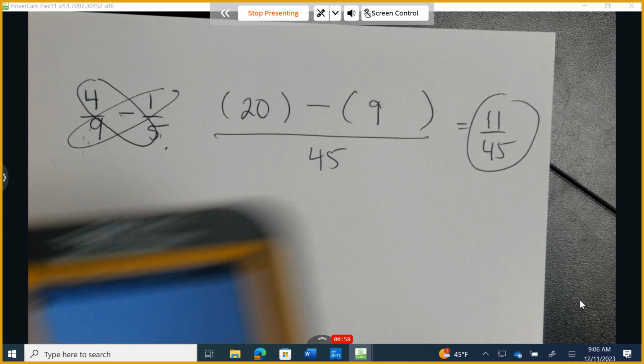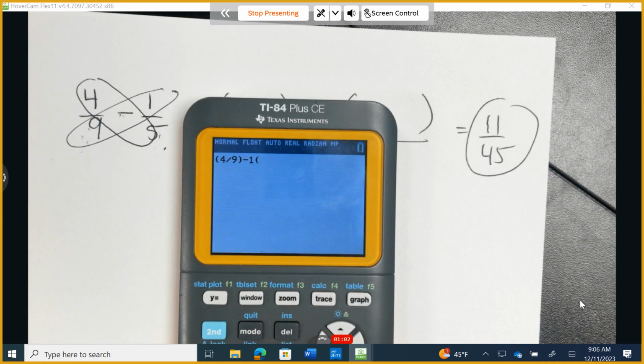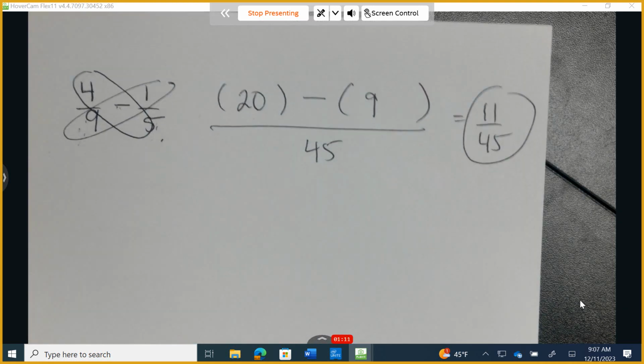Simply taking a calculator and going, okay, 4 divided by 9, subtract 1 divided by 5, turning it back into a fraction. That doesn't tell me you understand math. That tells me you can plug something into a calculator. Let's try the next one.